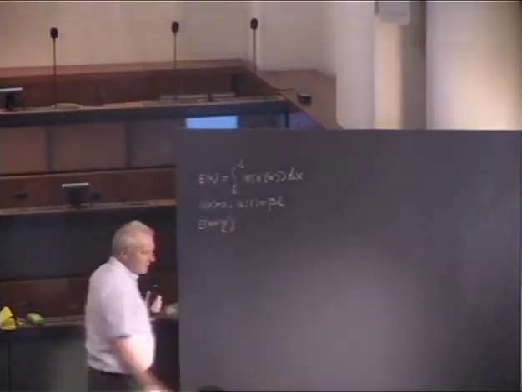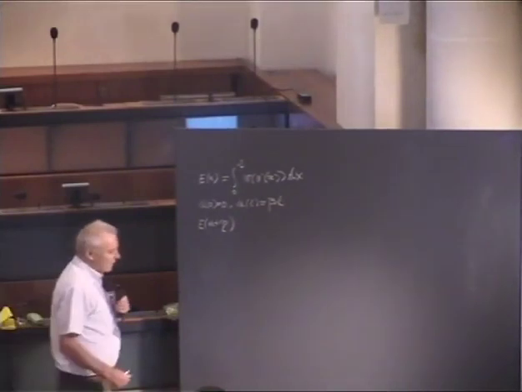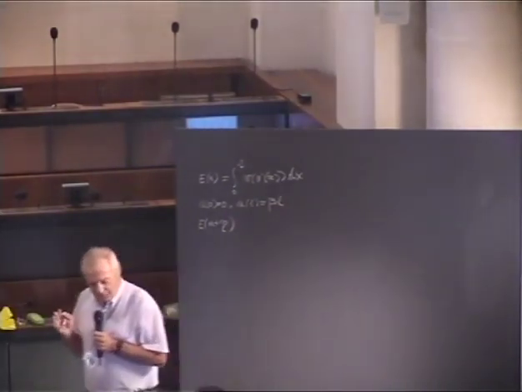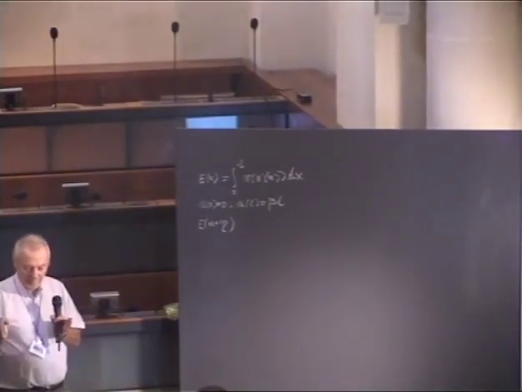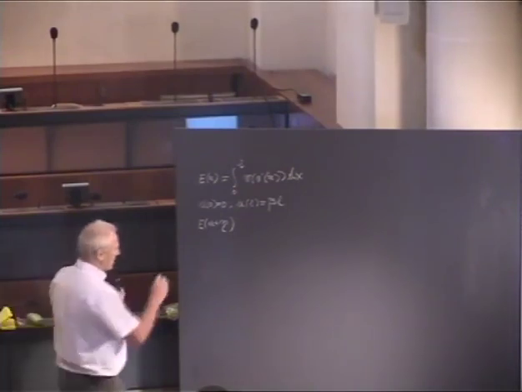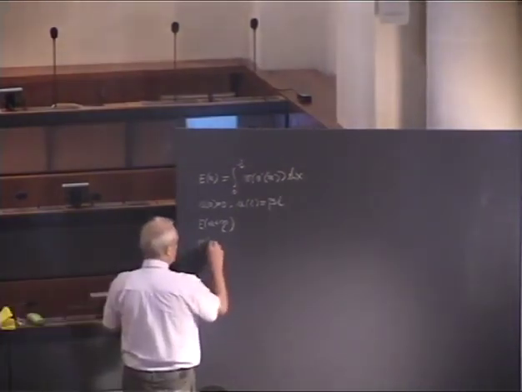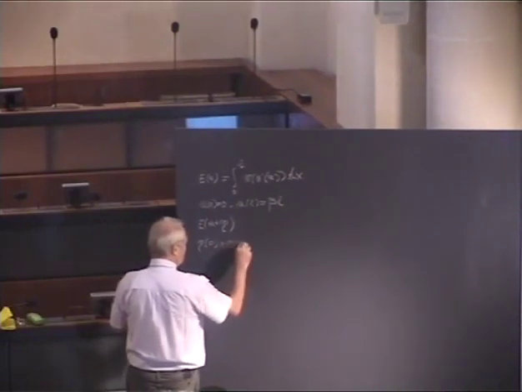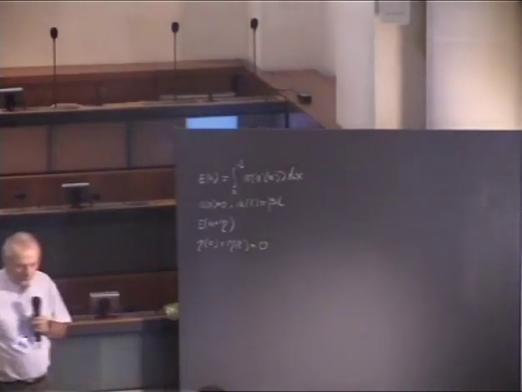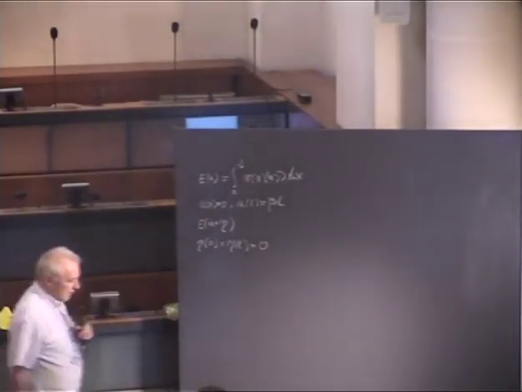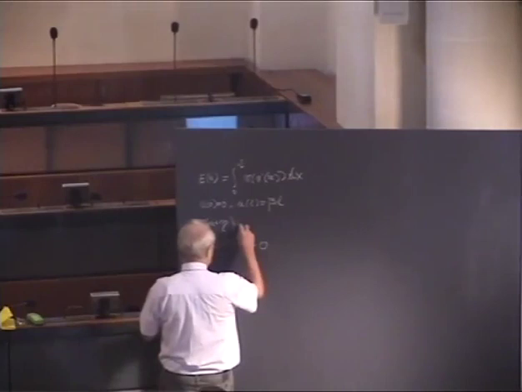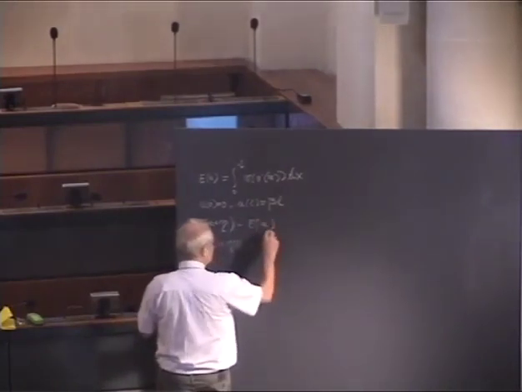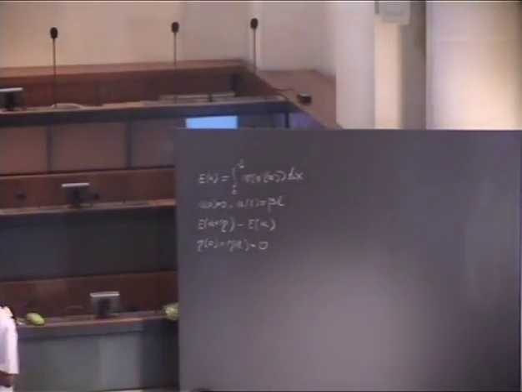Eta is the perturbation. I am rather informal about regularity now, but let's say it has the same regularity as U, and leaves the end of the bar unchanged. So I require that eta of zero equals eta of L equals zero. And to minimize this energy means to require that this difference be greater or equal than zero for every perturbation.